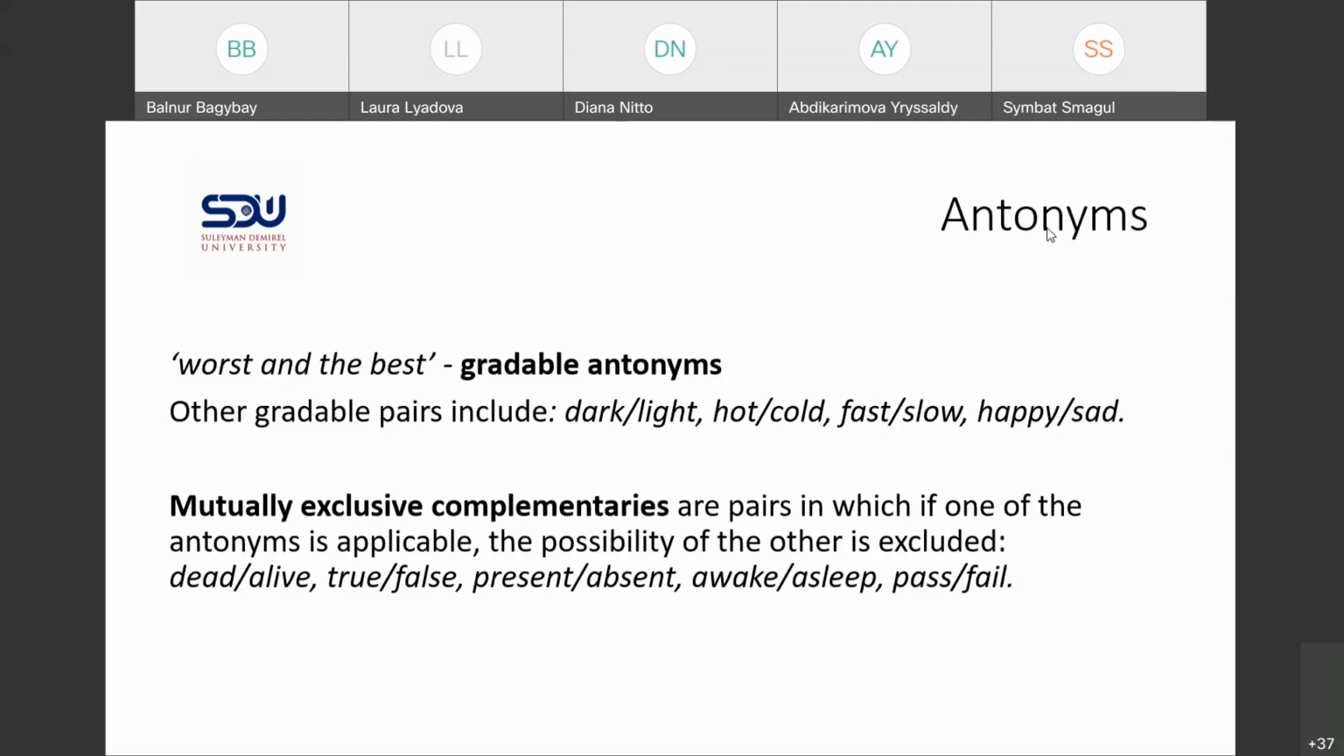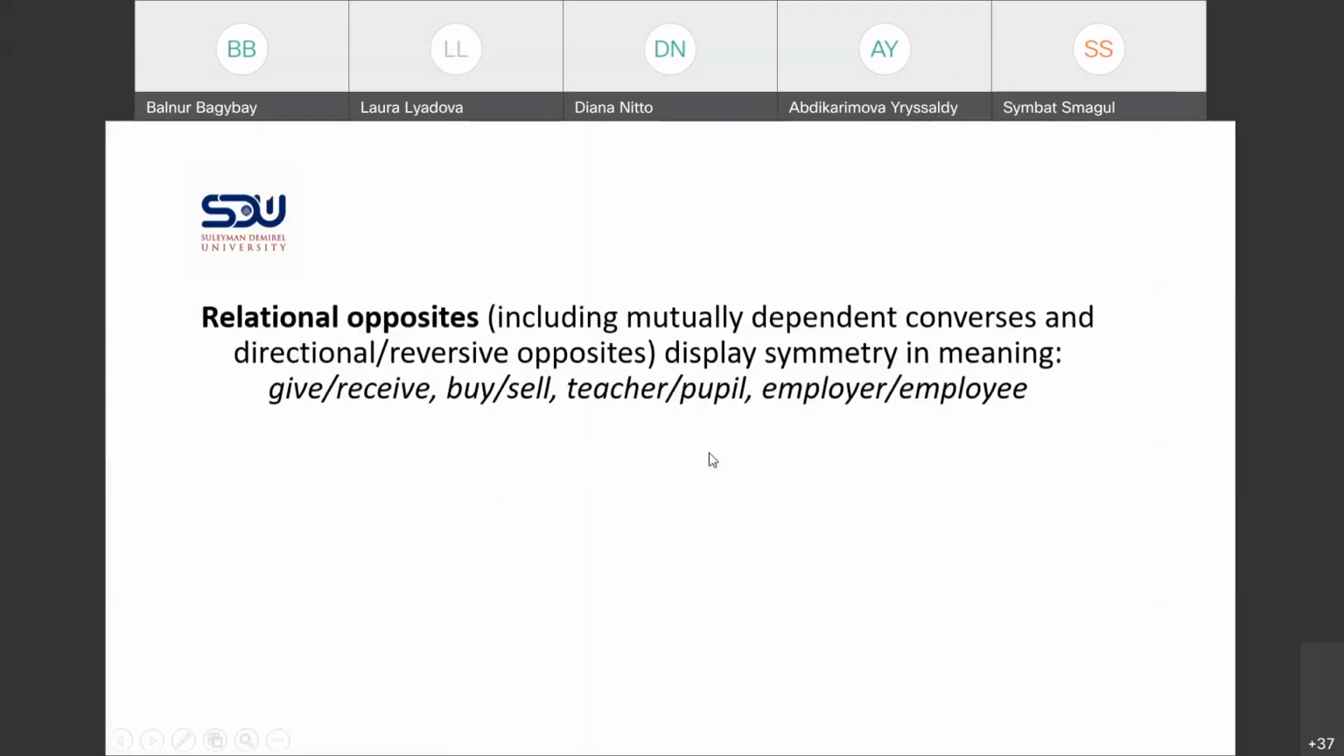In the gradable ones, both dark and light, and good and bad could be applied, but here only one of them is applicable. For instance, dead and alive, true or false, present, absent, pass or fail, awake or asleep. That's about it. One more category of antonyms is called relational opposites.